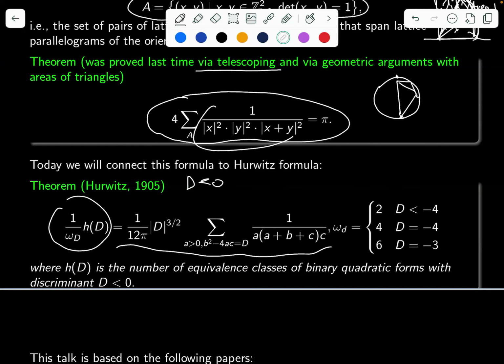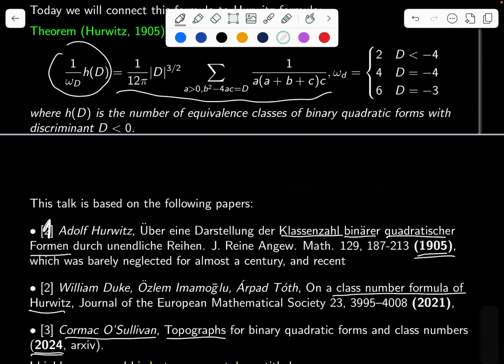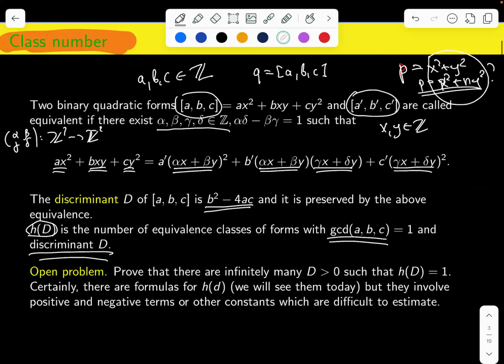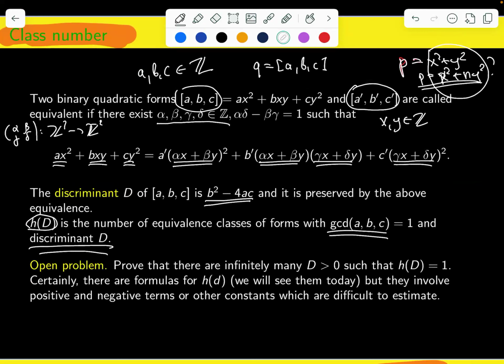Okay, now why is it still actual? It seems to be a very basic question, but there is still an open problem. Prove that there are infinitely many positive discriminants such that the class number is 1, such that h(D) is 1. Well, and still it's open.